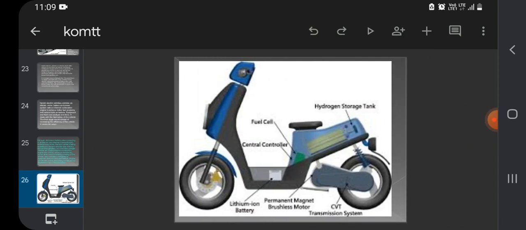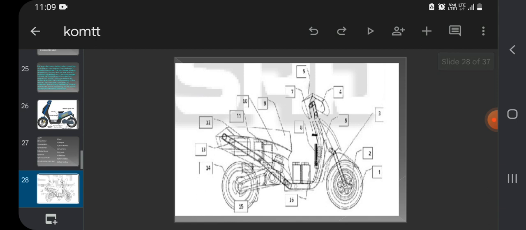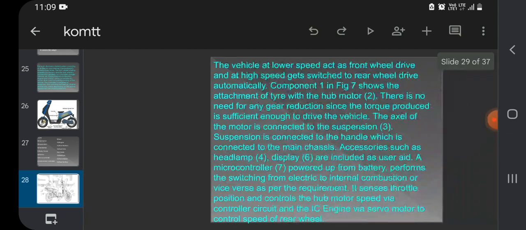Here is the picture of a fuel cell hybrid electric vehicle, two-wheeler. These are the labeled parts of the fuel cell hybrid electric scooter: tire, hub motor, suspension, headlamp, body cover, display, microcontroller, hub motor controller, seat, engine, front battery, fuel tank, chassis, rear tire, transmission, battery. These are the parts labeled number 1 to 16 respectively.